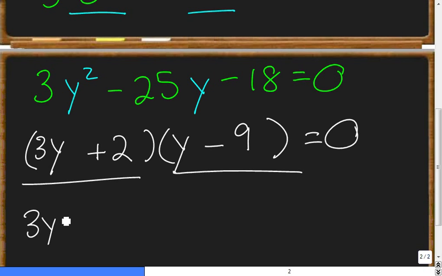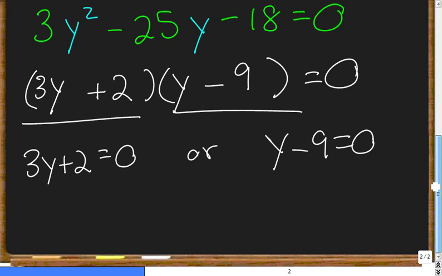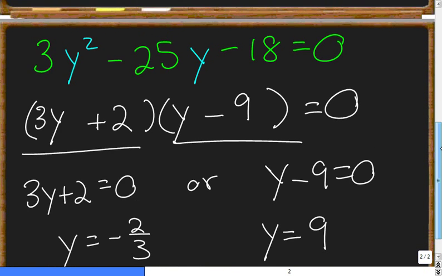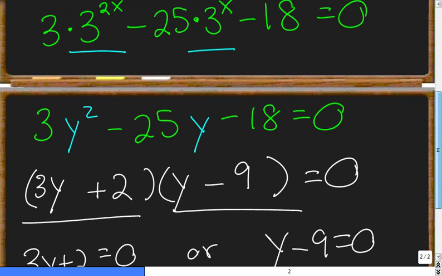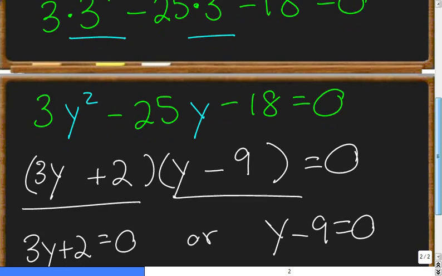Either 3y plus 2 is 0, or y minus 9 equals 0. So as we continue, here if we solve this equation, we would get y equals negative 2/3, and we would get y equals 9 for this. Now, we're not done. I know this seems like a long problem, but we're not done, right? We've solved the equation as best we can, but we remember how we converted up here at the top. We converted our 3 to the 2x to y squared and our 3 to the x to y.